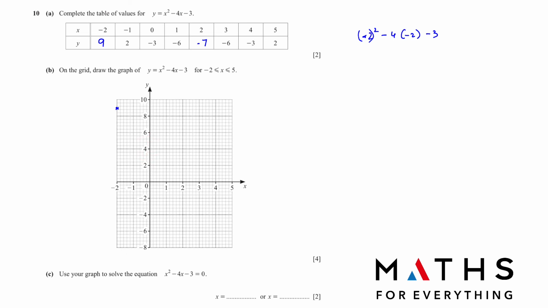Then negative 1 and 2. That was easy. 0 and negative 3. Again, it will be in the middle. 1 and negative 6. 2 and negative 7. 3 and negative 6. 4 and negative 3. And 5 and 2. We now just have to join the points together. There we go. We have plotted it.